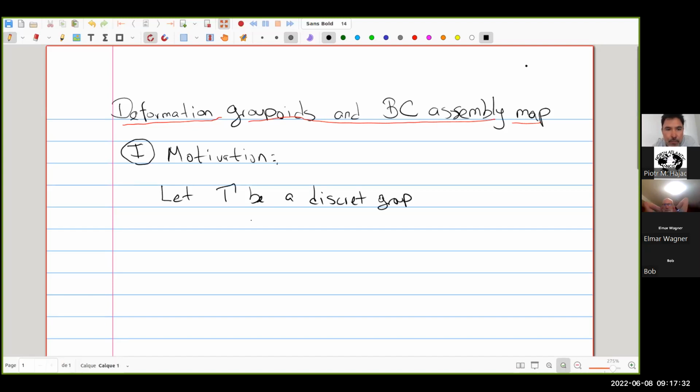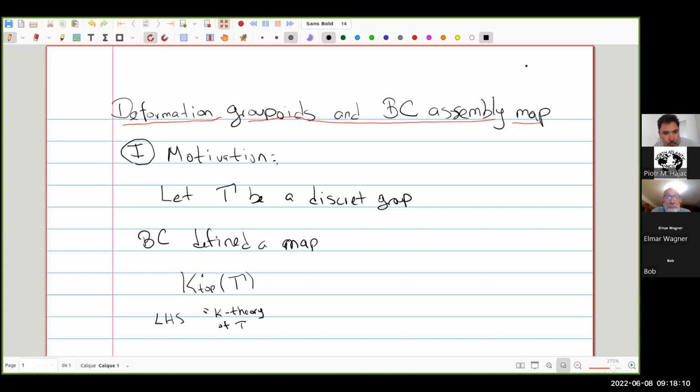Under this condition, Baum and Connes defined a map, a very famous map now in non-commutative geometry, but also related to other things that I will mention. So they define a map from some group, the left-hand side, that I will recall. It's commonly called the left-hand side of the Baum-Connes assembly map, and in their terminology, it is the K-theory of gamma, well, it can be called like that.